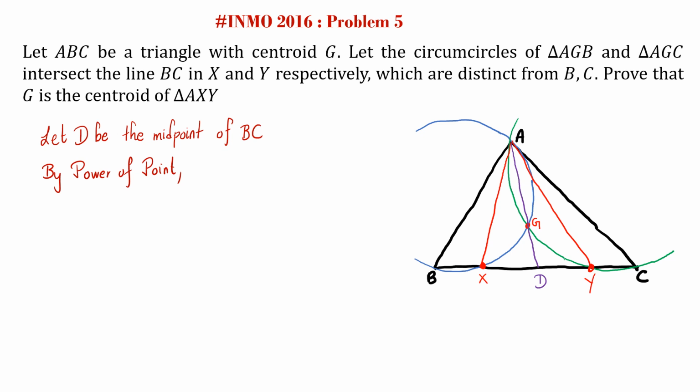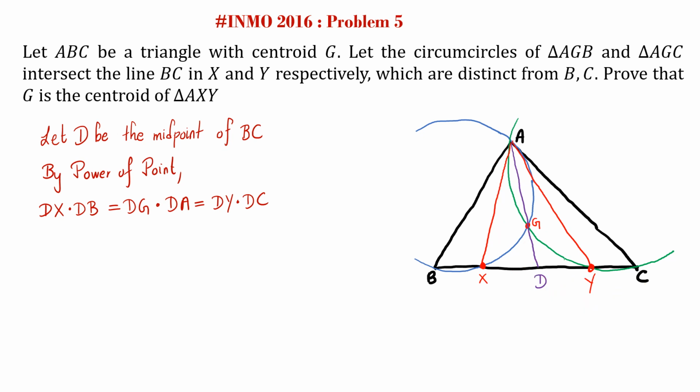So by power of point, let me tell you what power of point says. D is a point which is lying outside these two circles, right? So power of point says DX times DB will be equal to DG times DA, with respect to the blue circle, and also with respect to the green circle, it says DY times DC is equal to DG times DA. So that is what the power of point says.